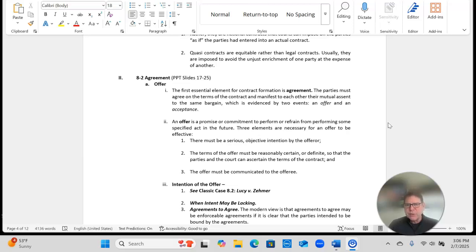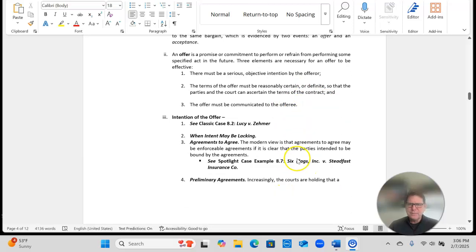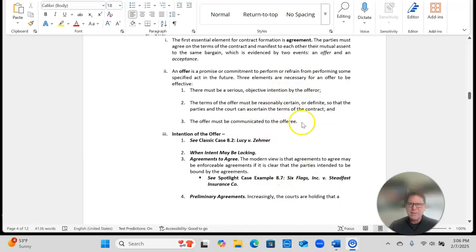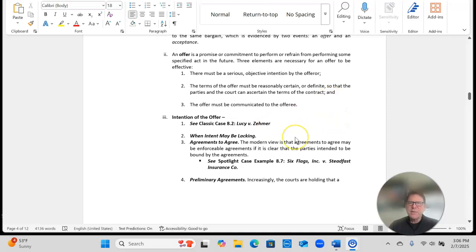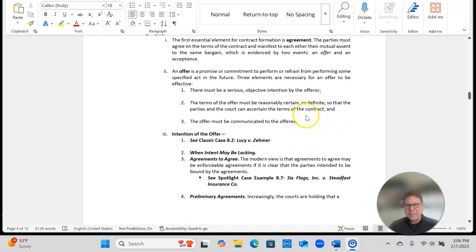The other flag when we look at advertisements or catalogs or circulars is this second element, definite and certain in their terms, right? So this is tough when you have an advertisement, because it must be definite and certain in its terms so that the parties can ascertain the terms of the contract. When we have these advertisements, a lot of times we don't have this, right? We don't have the exact price, the nature of the product defined particularly, the pricing, quantity, everything is off usually.